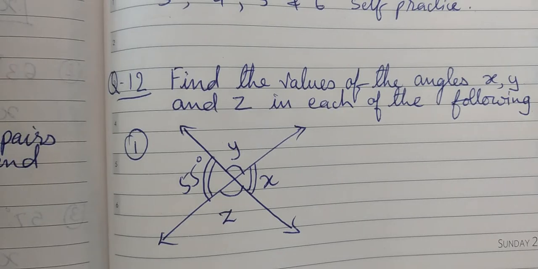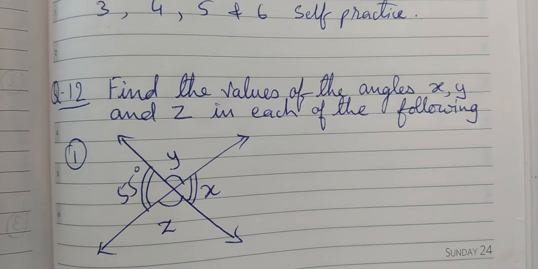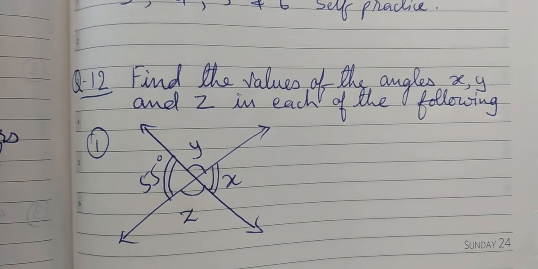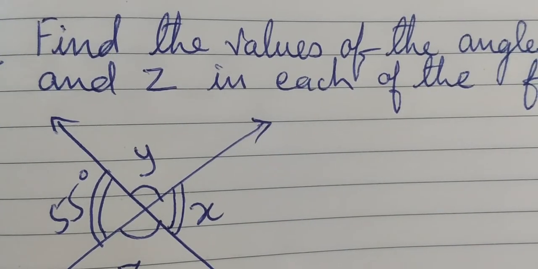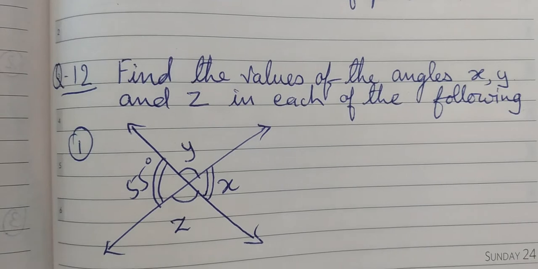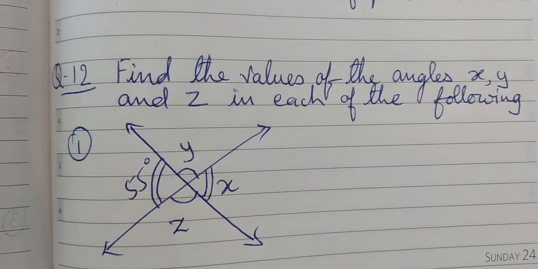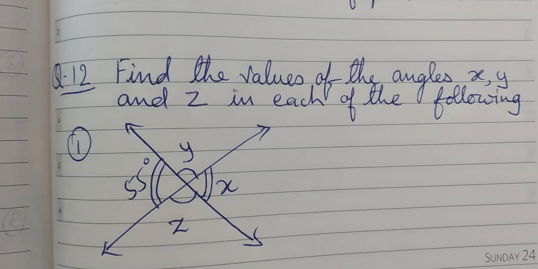Let's see question number 12. Find the values of the angles x, y and z in each of the following figures. Here you can see that two lines are intersecting each other, and as you know, when two lines or line segments intersect each other, they form two pairs of opposite angles, and each pair is considered to be vertically opposite angles. Vertically opposite angles are always equal in measurement.